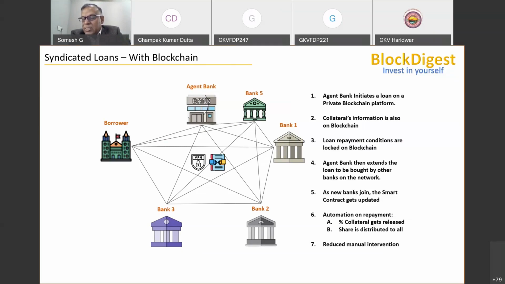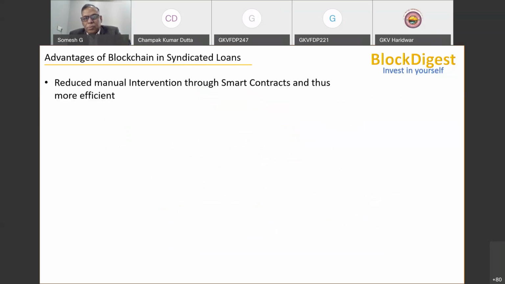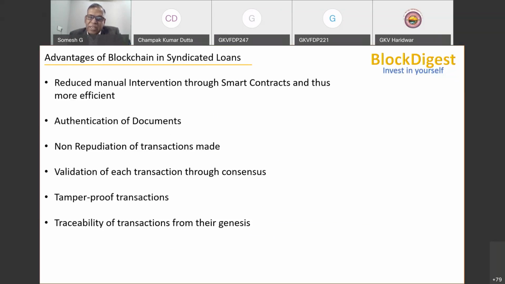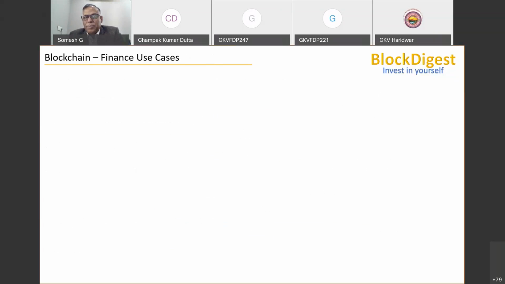So Loan Fusion is an example of a product from Finastra that does this work and has incorporated blockchain in its ways of working. So you reduce the manual interventions, authentication of documentation is there. You can't repudiate the transactions. They are stored in an immutable database. You validate each transaction through consensus, and the agent bank's power is significantly reduced because you are on a peer-to-peer network. Your transactions are tamper-proof. You have traceability of transactions from their genesis and reduced paperwork.